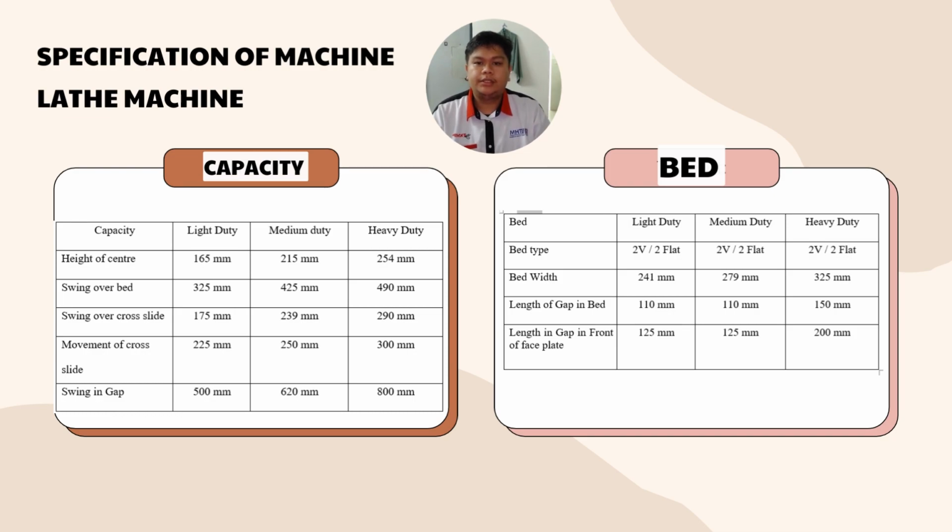For the specification of the lathe machine, it has a capacity and a bed. For capacity, we have height of center, swing over bed, swing over cross slide, movement of cross slide and swing in gap. For the bed, we have bed type, bed width, length of gap in bed and length of gap in front of face plate.